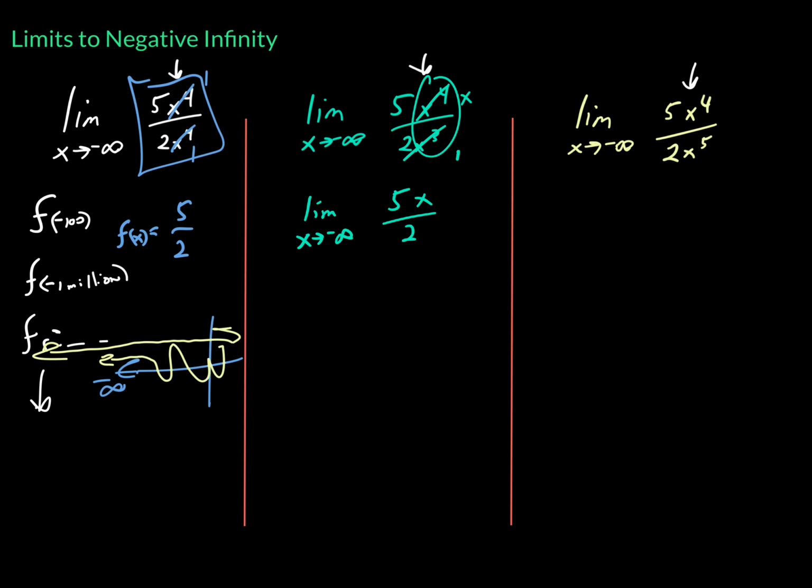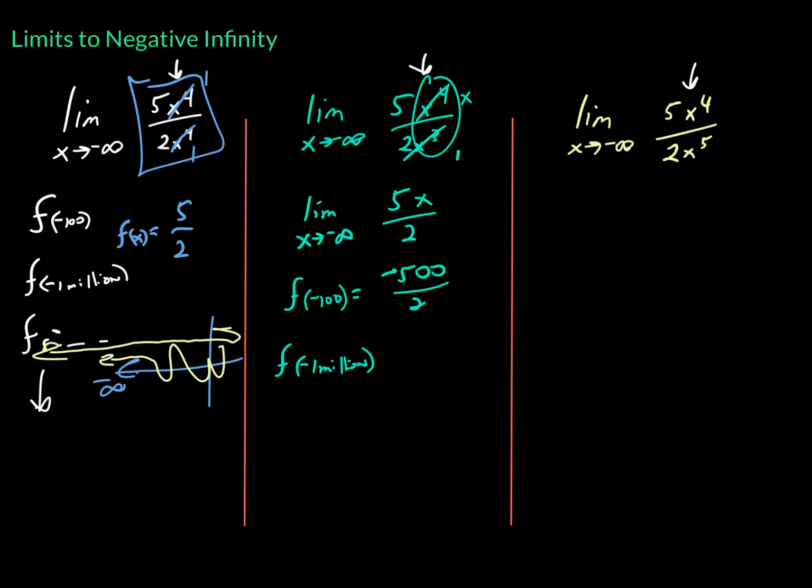Now, think about this. Let's just visualize. We plug in negative 100, right? X is negative 100, what do you get? When x is negative a million, what do you get, right? And you keep getting bigger and bigger. Well, let's see what this is. This is going to end up being negative 500 over 2. I don't know, that's big. I mean, you're dividing it by 2, but it's still pretty big.